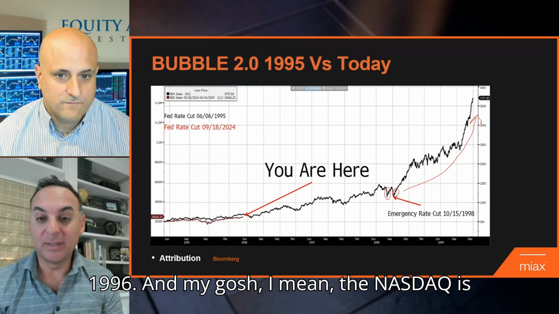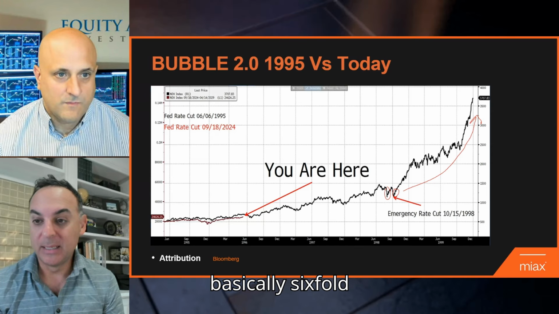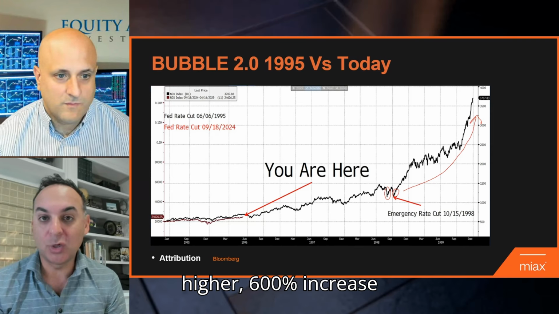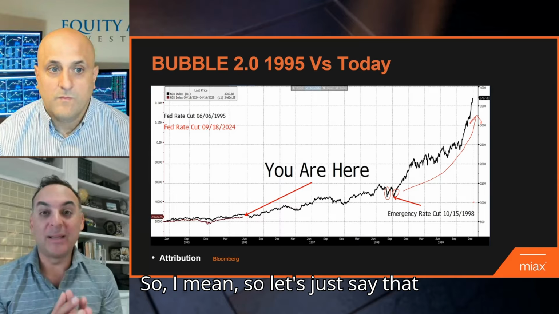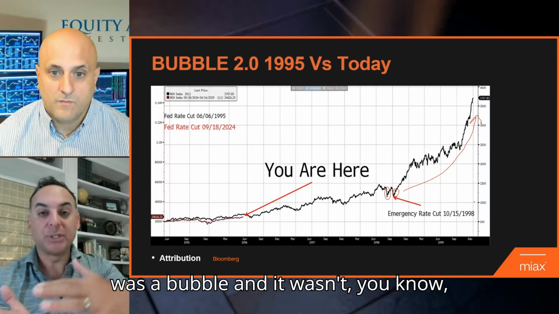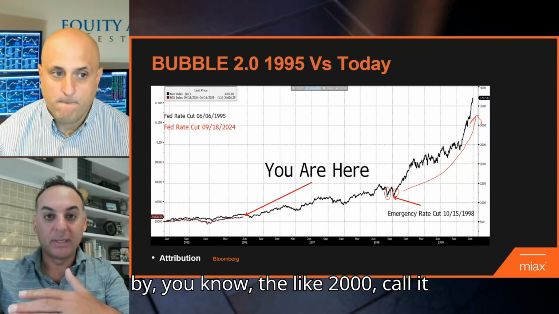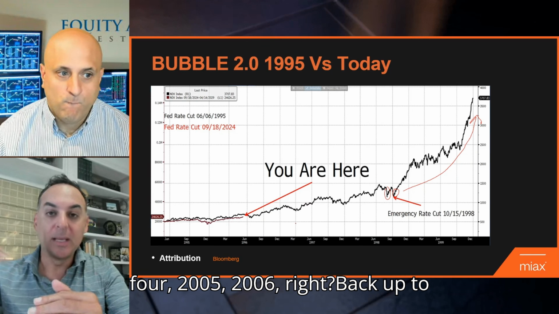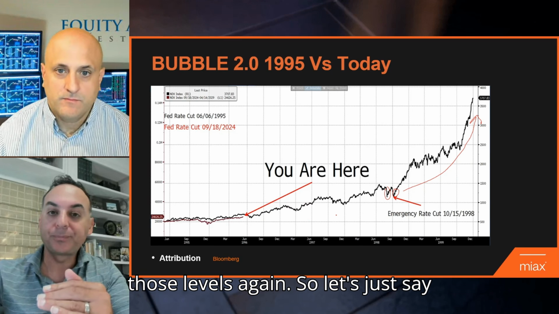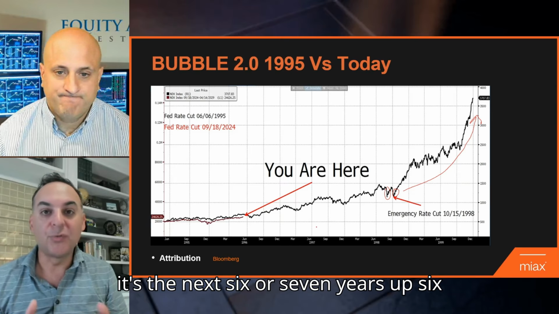And my gosh, the NASDAQ is the chart on the right. It goes basically six-fold higher, a 600% increase over the next 3 years after that. So let's just say that was a bubble, and it wasn't. Really, the NASDAQ got back up to those levels again by 2005, 2006. So let's just say it's the next 6 or 7 years up six-fold.